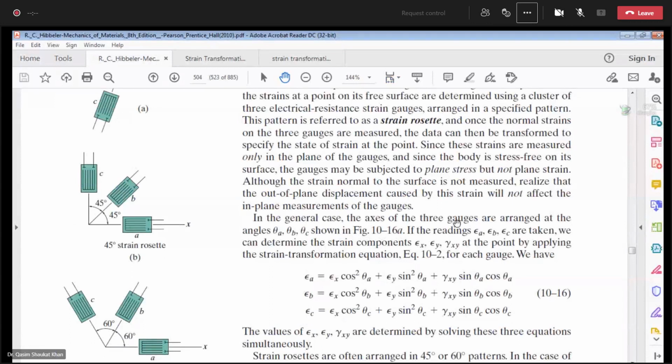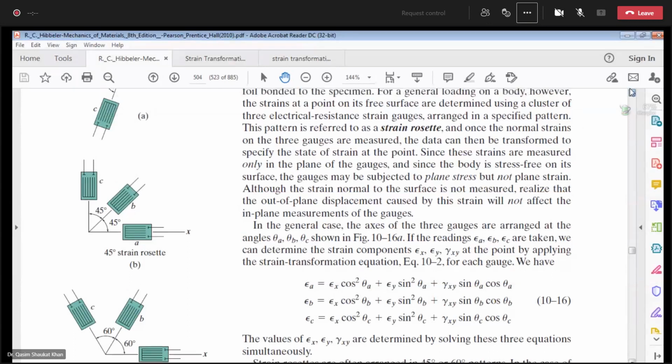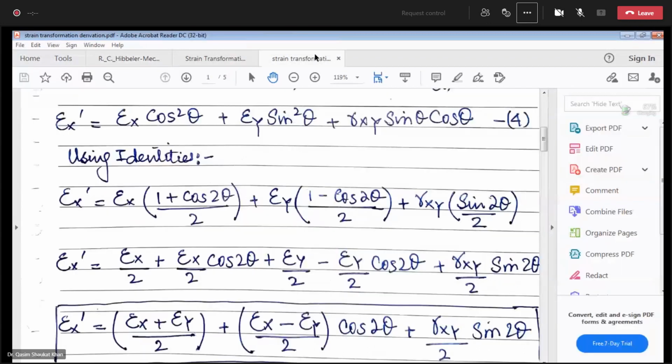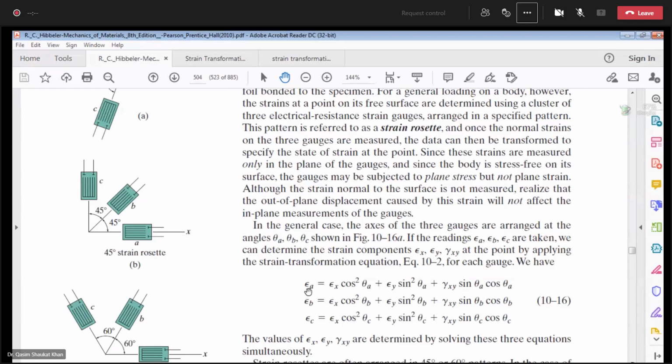In the general case, the axes of the three strain gauges are arranged at the angles theta A, theta B, theta C as shown in figure 10-16A, this one. So by applying the strain transformation equation 10-2, this equation, for each gauge we have epsilon A is equal to epsilon x cos square theta A plus epsilon y sin square theta A plus gamma xy sin theta A cos theta A. Epsilon B is equal to epsilon x cos square theta B plus epsilon y sin square theta B plus gamma xy sin theta B cos theta B. Epsilon C is equal to epsilon x cos square theta C plus epsilon y sin square theta C plus gamma xy sin theta C cos theta C.